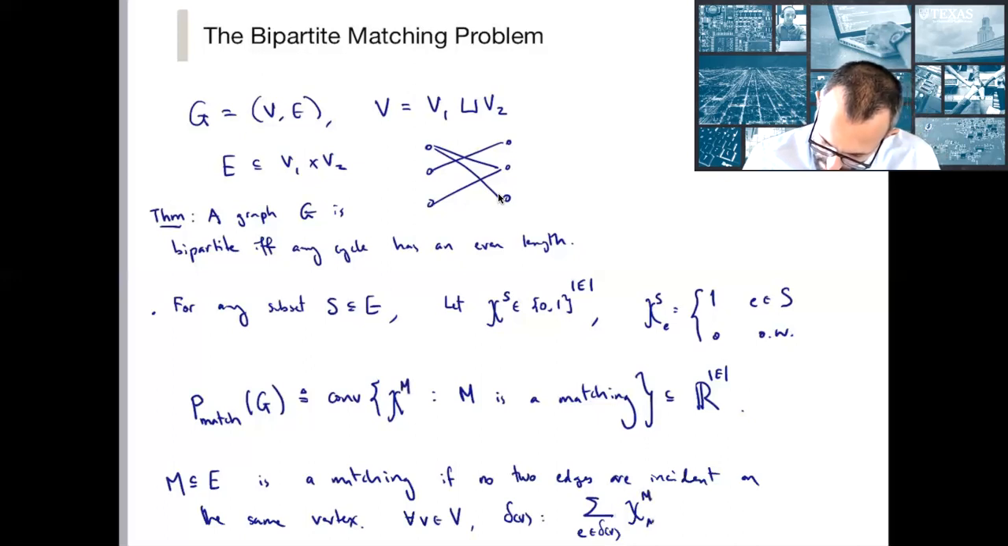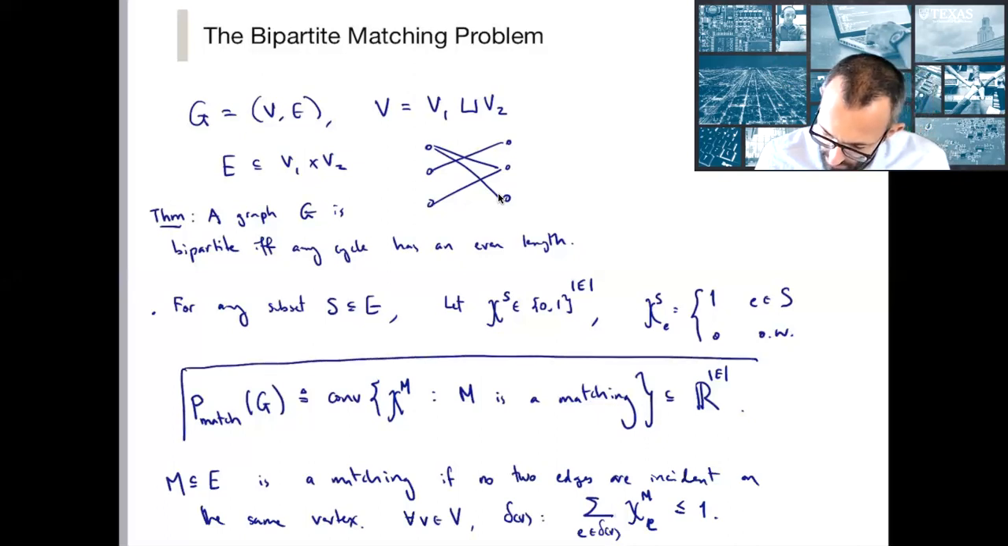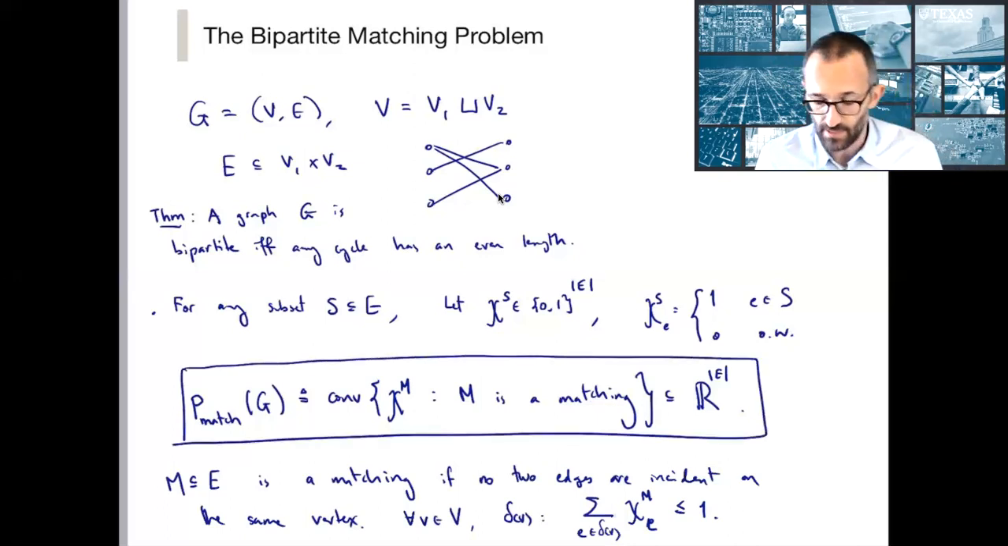So chi M of e, remember chi M of e is going to be just either zeros or ones, whether that edge is selected or not, and this sum should be less than or equal to 1. So it could be 0. You could have a vertex that has no edges in it, but you can't have more than 1. Okay, so this is the main thing that I have defined. This, in fact, is a subset of the unit cube. So maybe I should just note that this is in fact a subset of {0,1} to the E, not just R to the E.